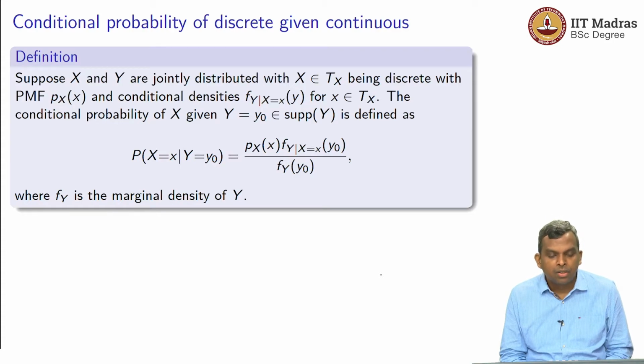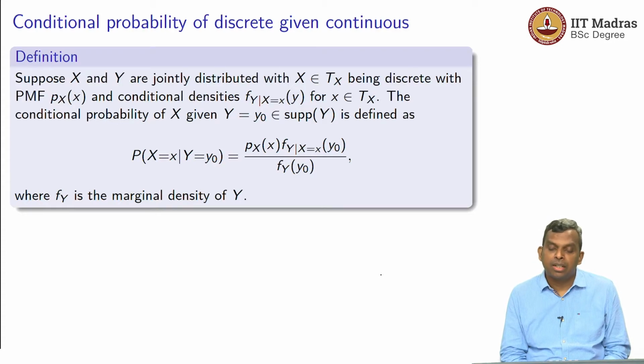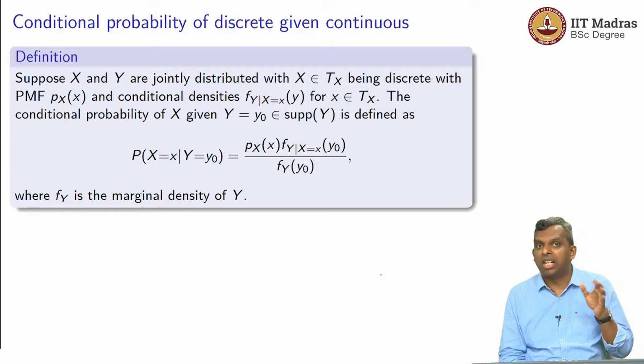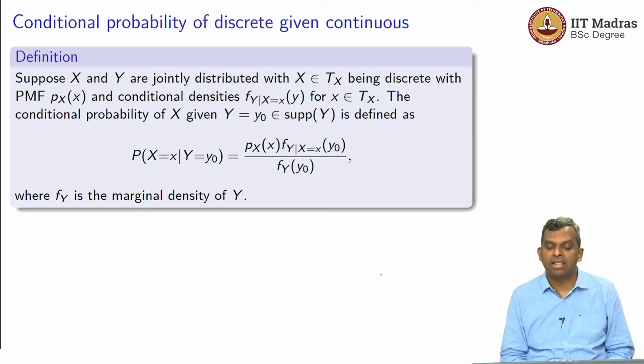Okay. So let's say x and y are jointly distributed, with x being discrete, having a range Tx and pmf of px. And there are these conditional densities that are given to you. f of y given x equals x, of y, each of them is a density.